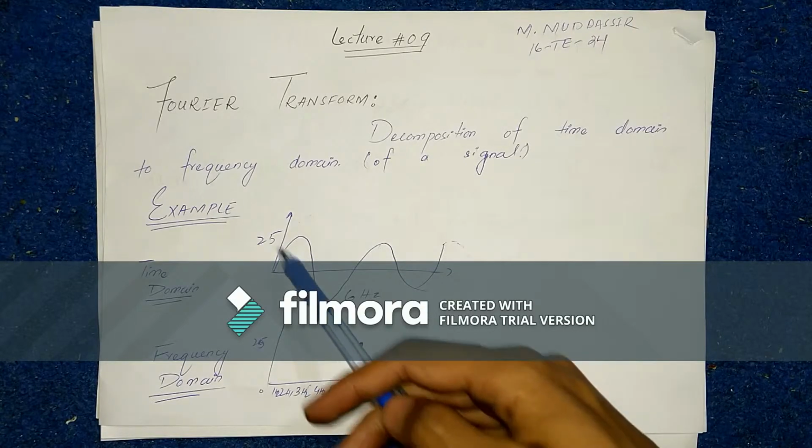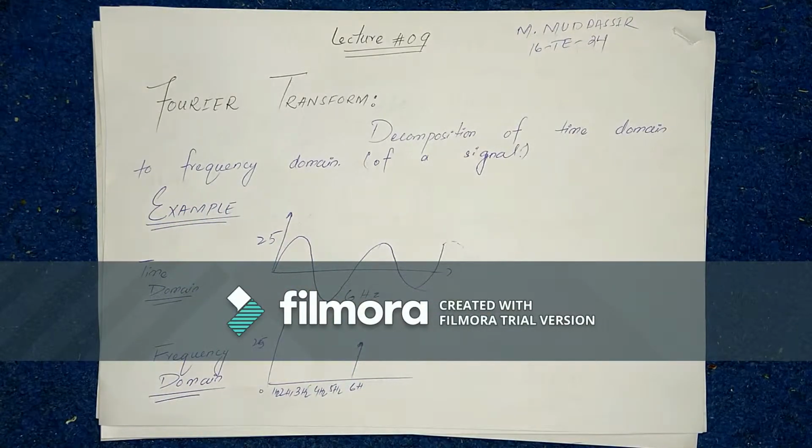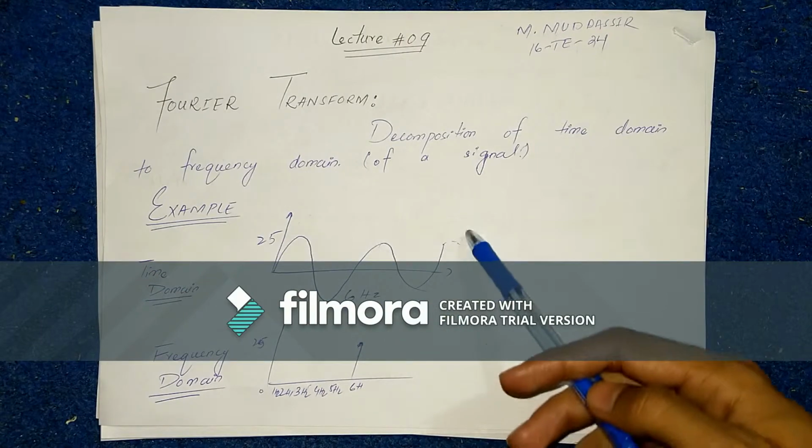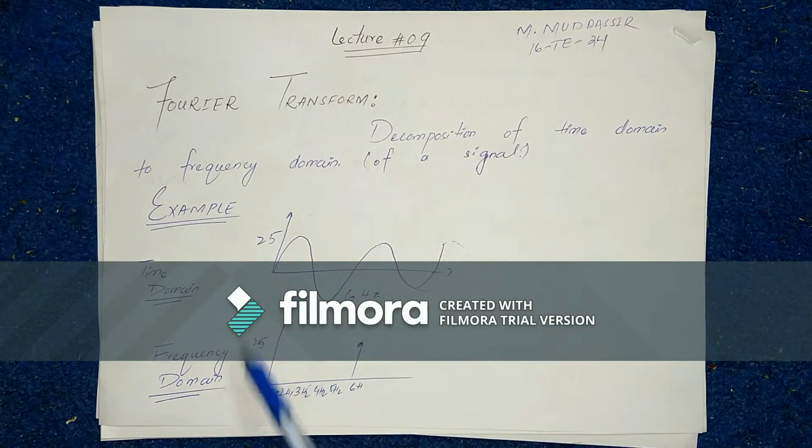We will move on to this step, but first of all, let us consider an example in which we have a signal with a 6 hertz frequency and an amplitude of 25 dB. It is given in the time domain, so when we analyze it in the frequency domain, it becomes just a spike at 6 hertz, which will have an amplitude of 25.